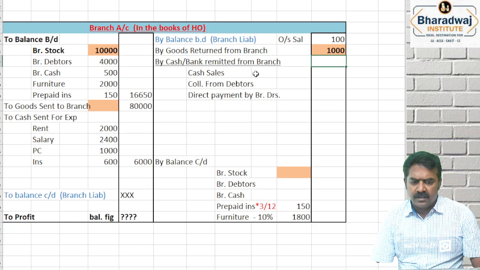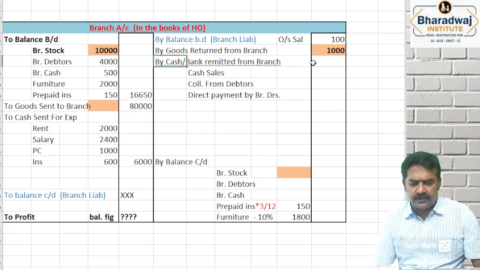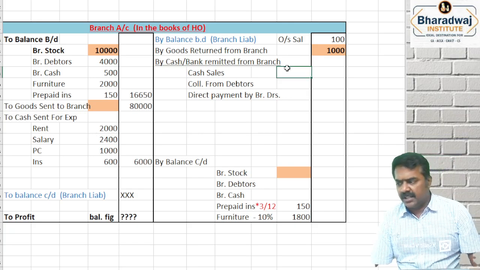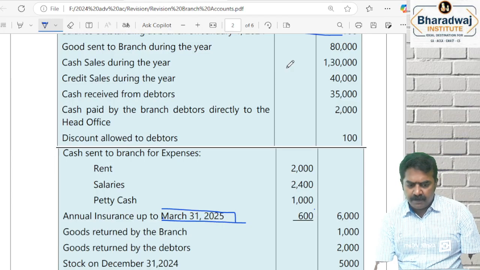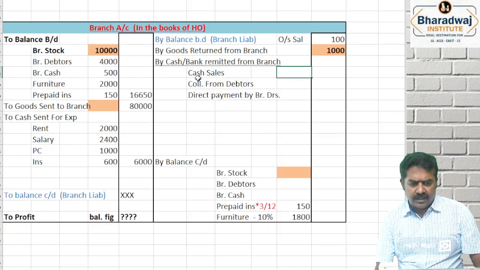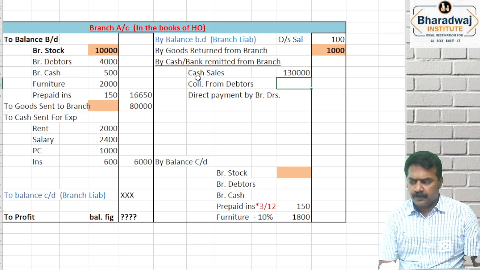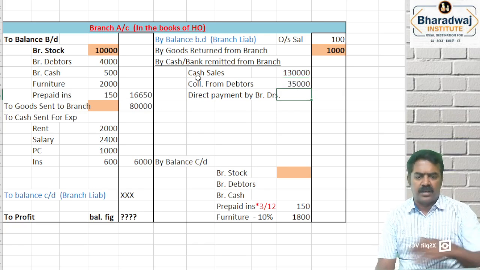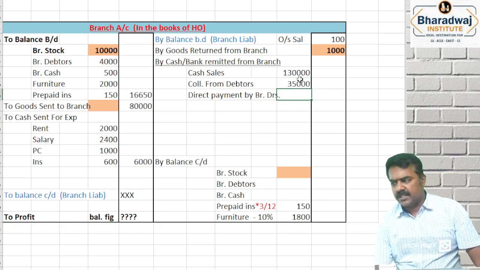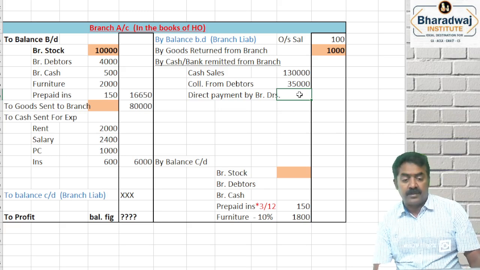1,000 is given. What is the cash remitted to head office from the branch? Cash sales is given. What is the cash sales given? 1,30,000. Then plus how much they received from customers? 35,000. It's a dependent branch. Branch has to send whatever it is. Then directly how much customers are paid?